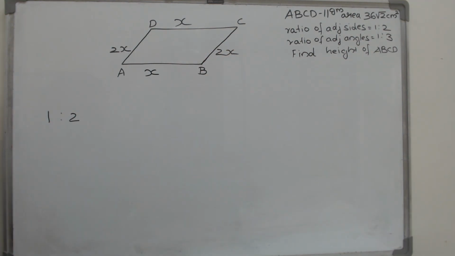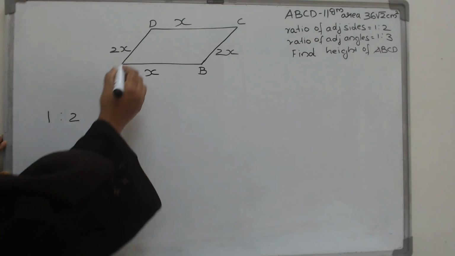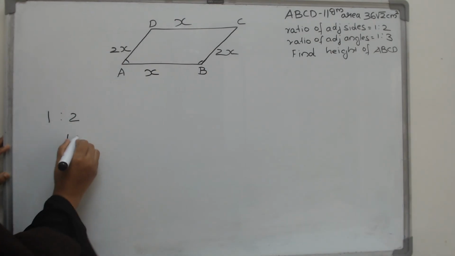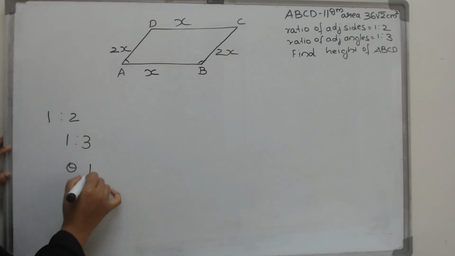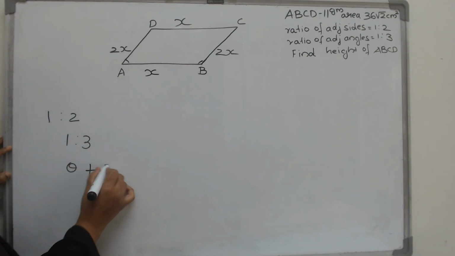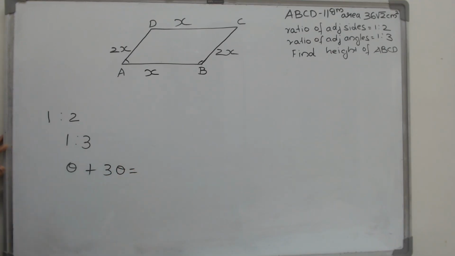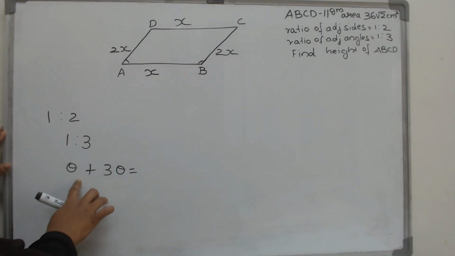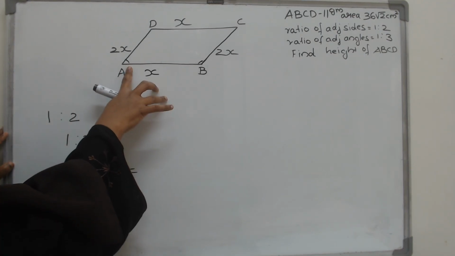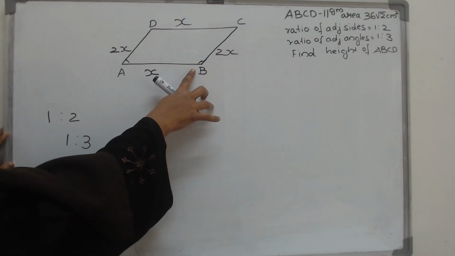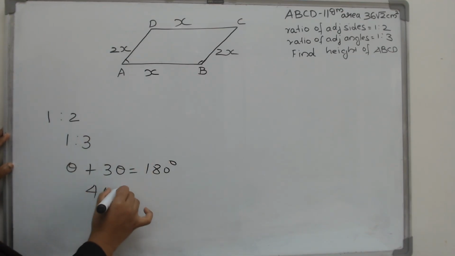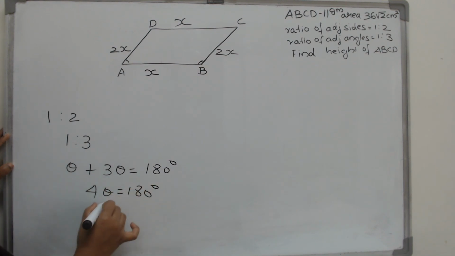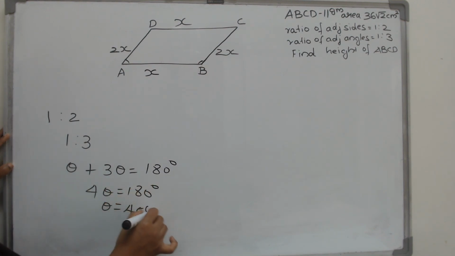What else is given? The ratio of adjacent angles is 1:3. That means if this angle is theta, then the angle here will be 3 theta. But then what do we know about the adjacent angles of a parallelogram? The sum of adjacent angles in a parallelogram is 180, which means what? 4 theta is 180 degrees, which means theta is 45 degrees.